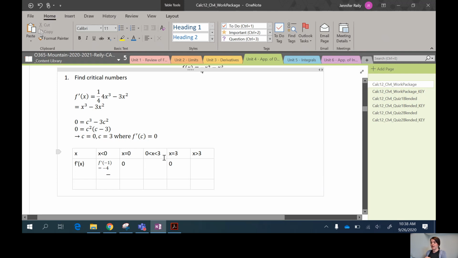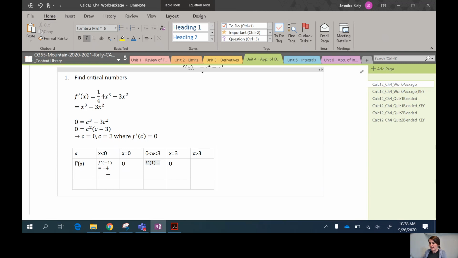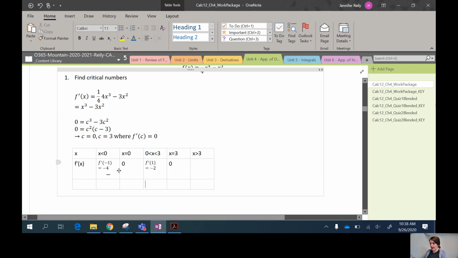At x between 0 and 3, I'm going to pick another test point. Let's say 1. I'll write the test values for this one example, but again, you don't have to write them. So let's pick 1. That's between 0 and 3. That's a nice number. So I'd get 1 cubed minus 3 times 1 squared, so I'd get -2. So again, we have a negative value.